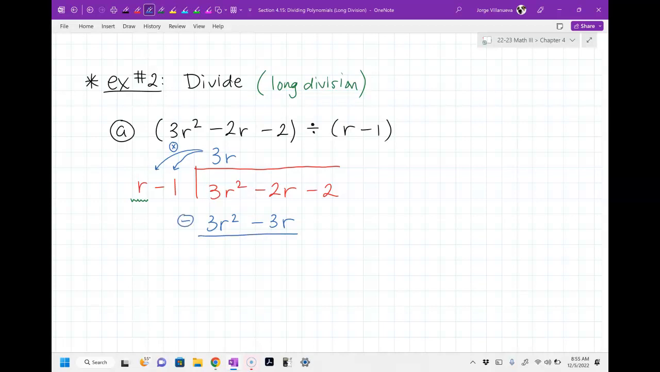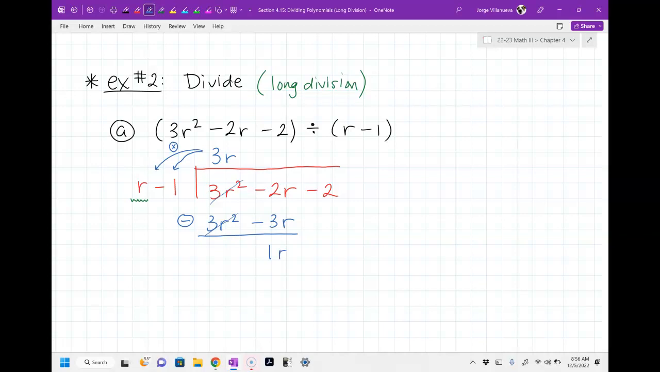All right. What's 3r squared minus 3r squared? It goes away, right? 0. All right, next part. So this is going to cancel, okay? What's negative 2r minus negative 3r? No, you're minus a negative. Negative 2r minus a negative 3r. The minus a negative becomes a plus, right? So that's going to be a positive 3r, so it's a 1r.